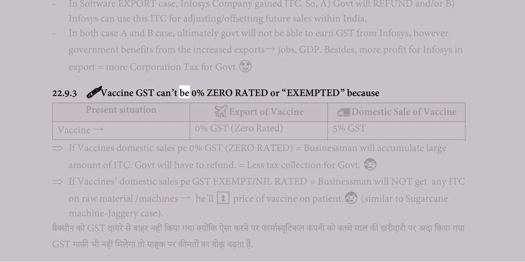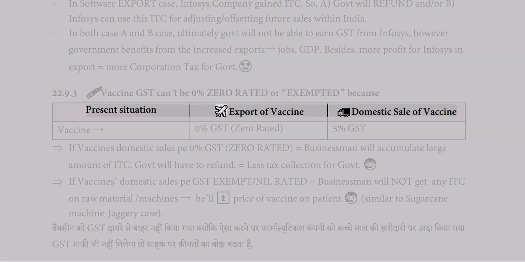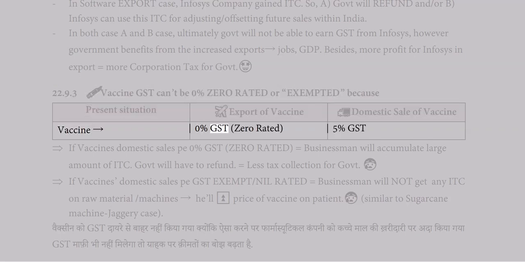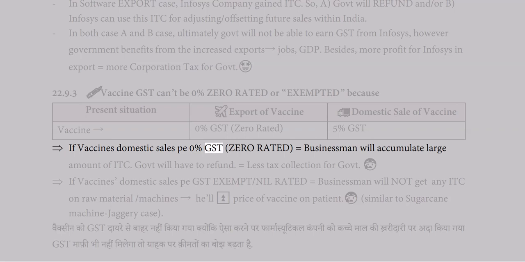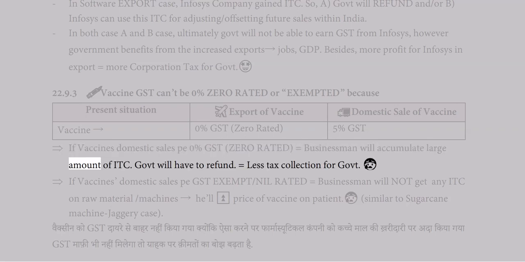2.9.3 Vaccine GST can't be 0% zero rated or exempted. Present situation: export of vaccine, 0% GST, zero rated; domestic sale of vaccine, 5% GST. If vaccine domestic sales were 0% GST, zero rated, the businessman would accumulate a large amount of ITC. The government will have to refund, equals less tax collection for the government.